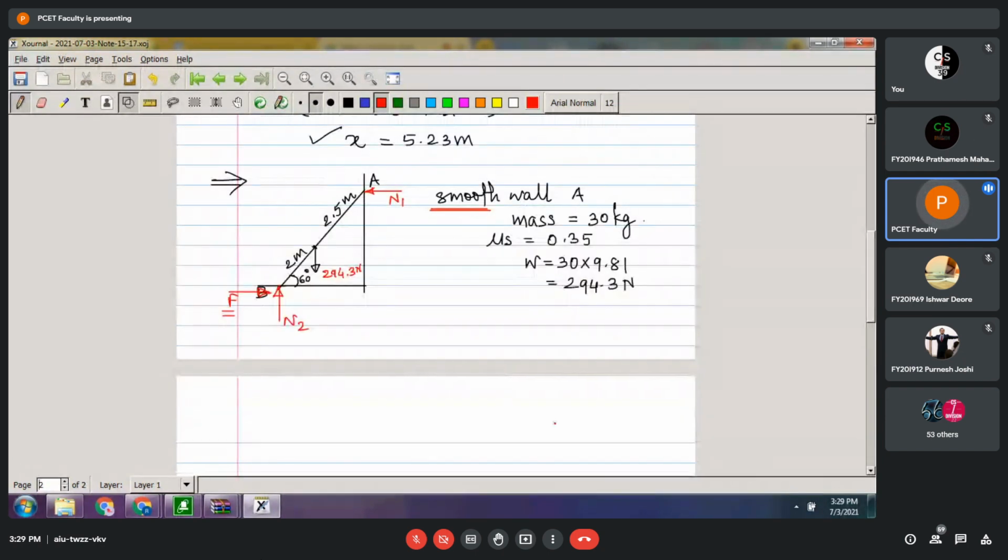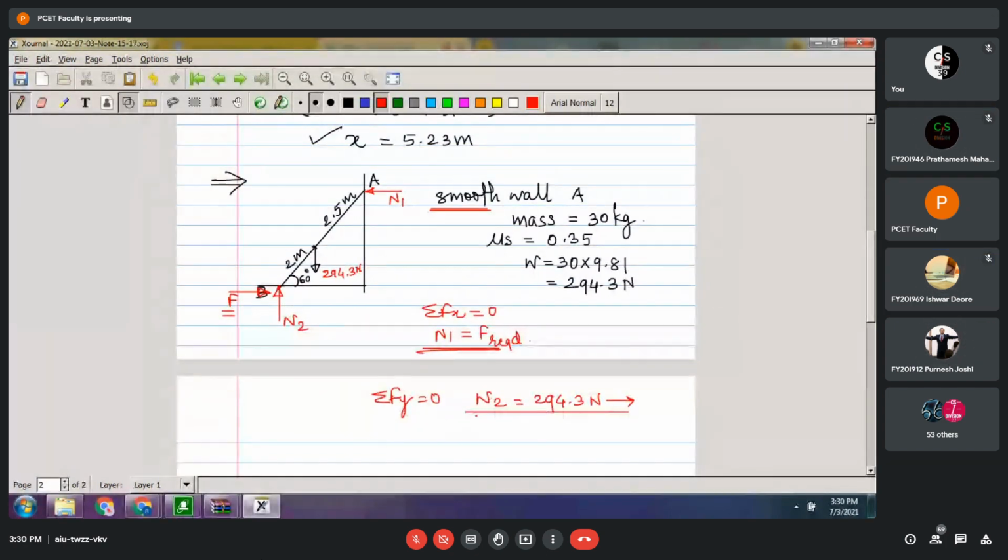What will be your first equation? Again the same way. N1 is equal to F. Summation Fx equal to 0 will give me N1 is equal to F, which is my required frictional force. Okay. Go with summation Fy equal to 0. Your Fy will give you N2 is equal to 294.3. Right? Yes, ma'am.